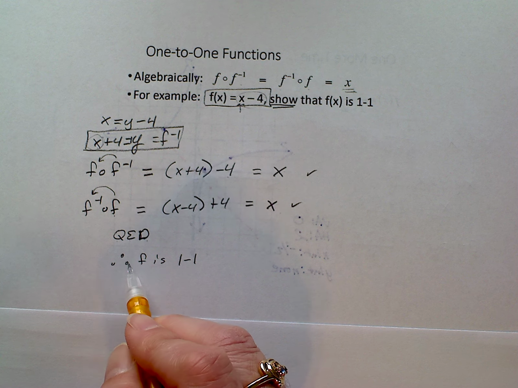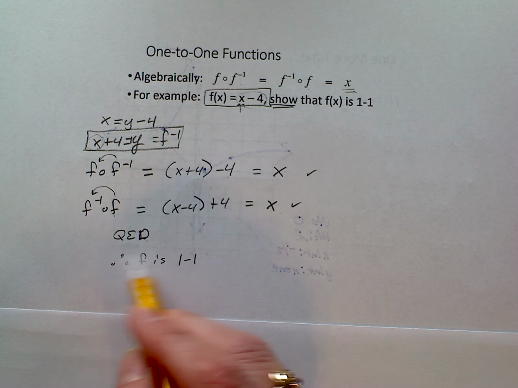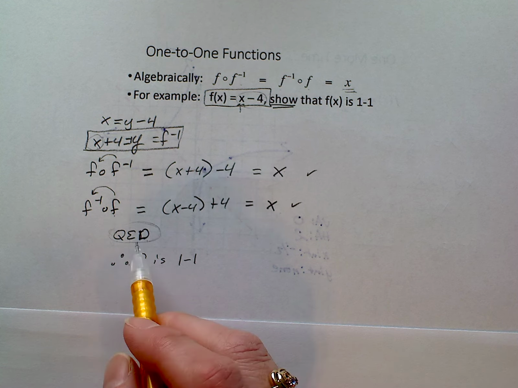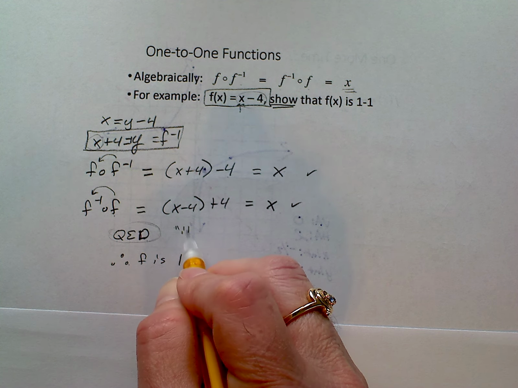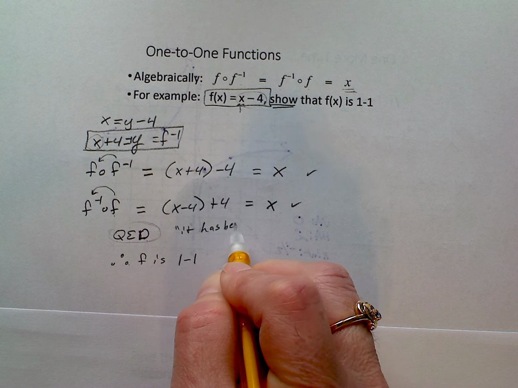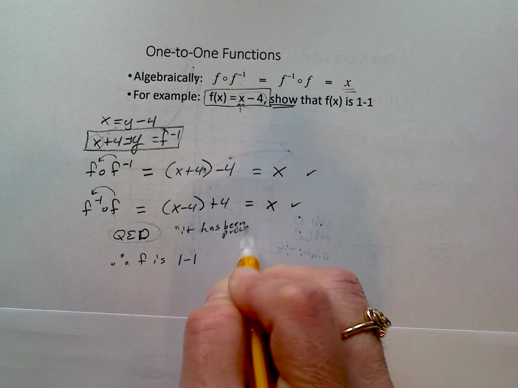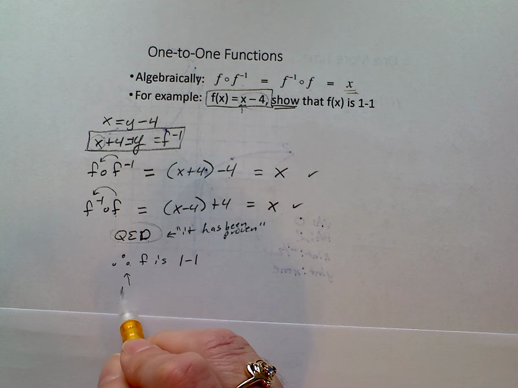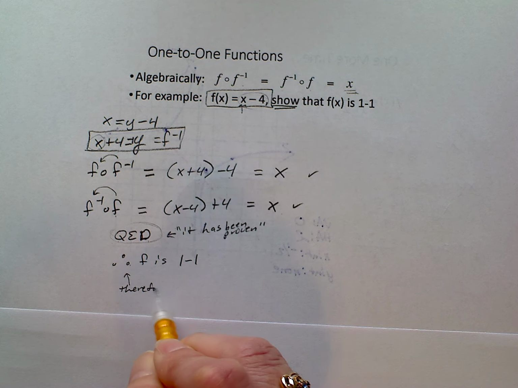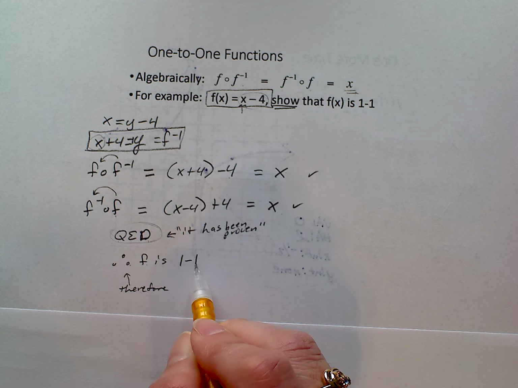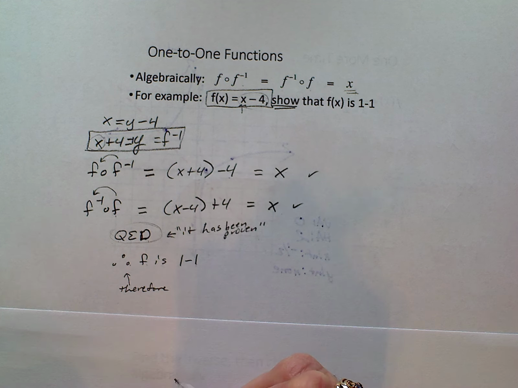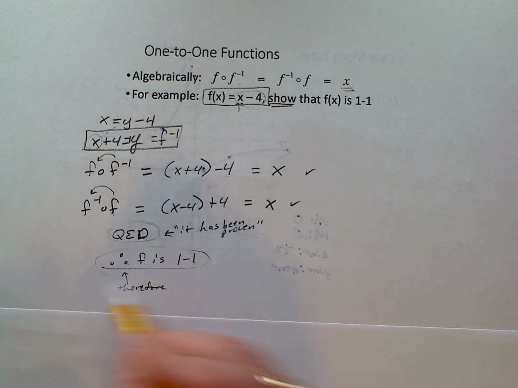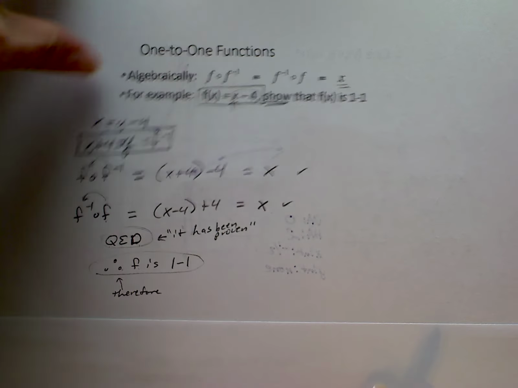3 dots means therefore. It's in a little triangle. Okay? So you could say QED to show that it has been proven. That's all that means. Or you could say, therefore, f is 1 to 1. Neato, right? So you could say it either way. Alright.